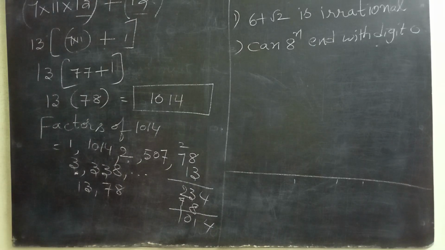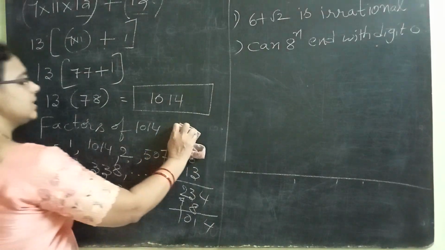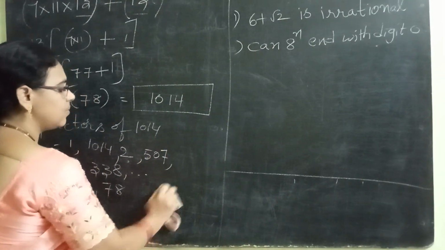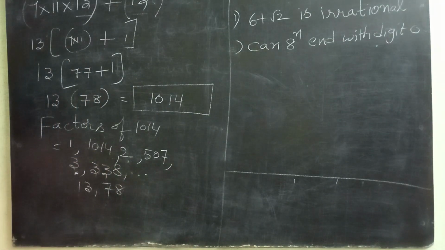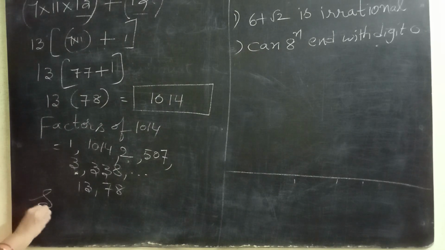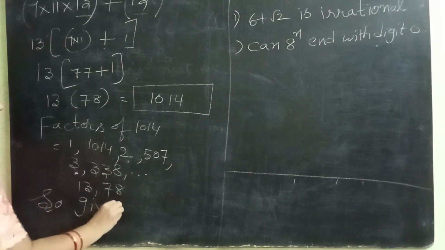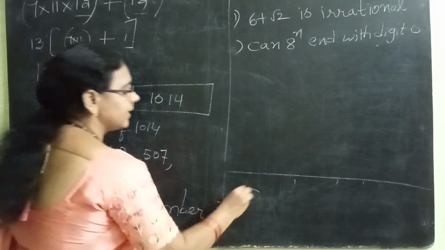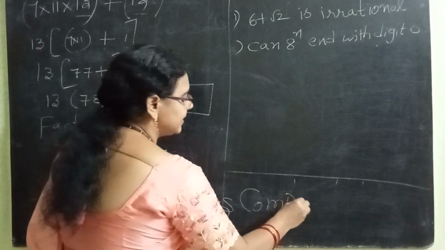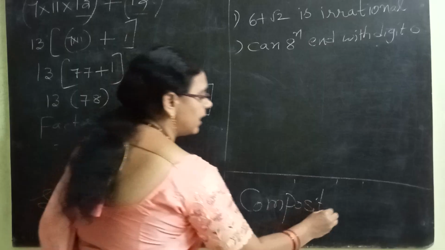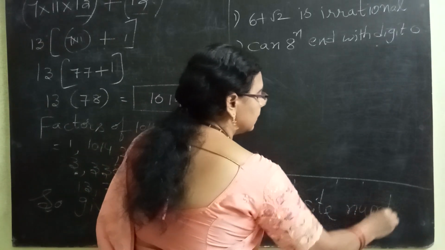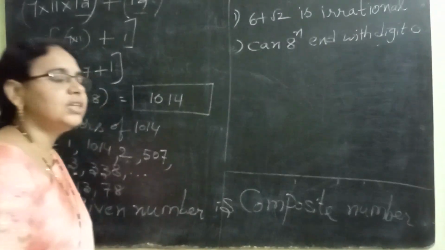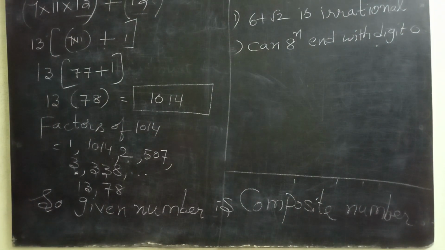Okay. Is it a composite number? Yes or no? Yes, it is a composite number. How did you conclude it is a composite number? Why? Because it has more than two factors. So the given number is a composite number. Composite number means more than two factors. Prime number means only one and itself are the factors.